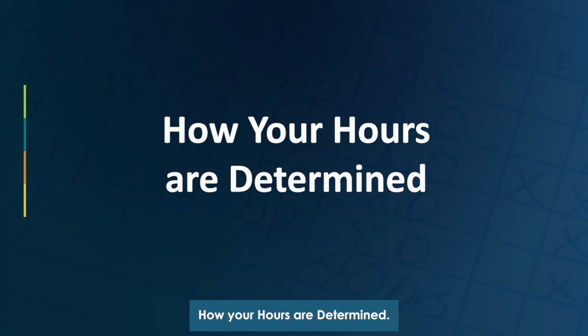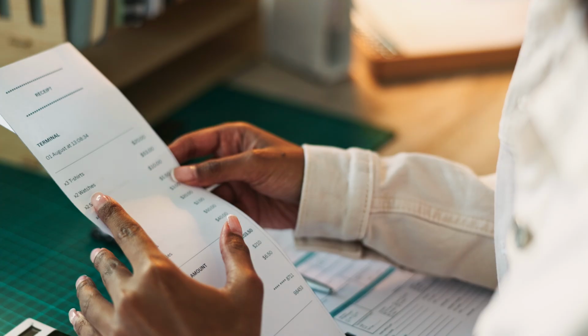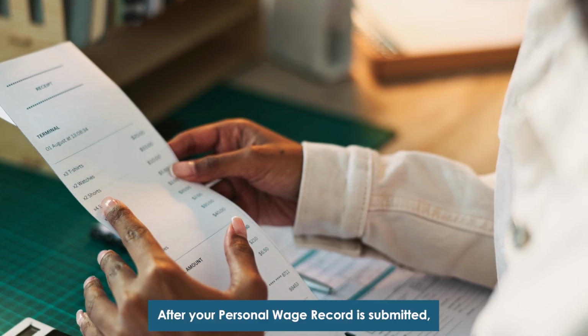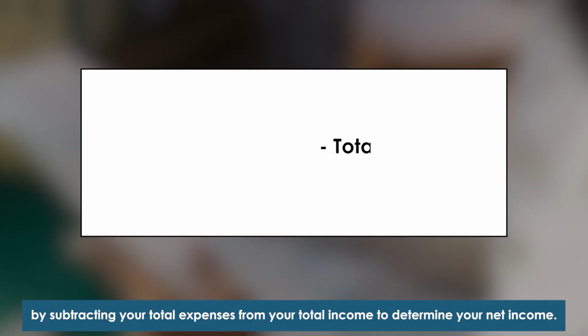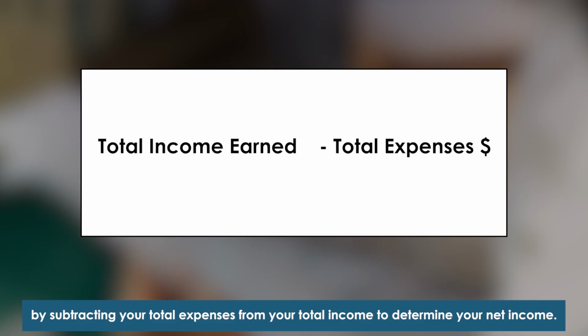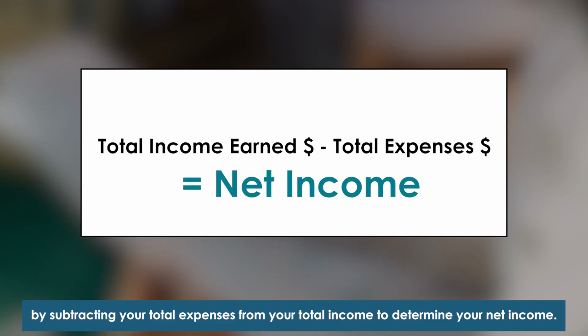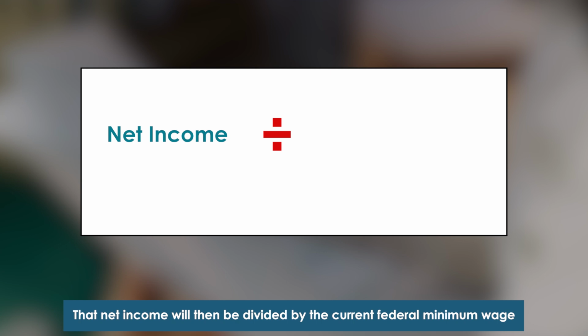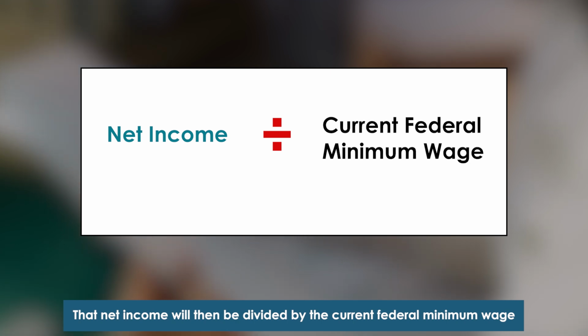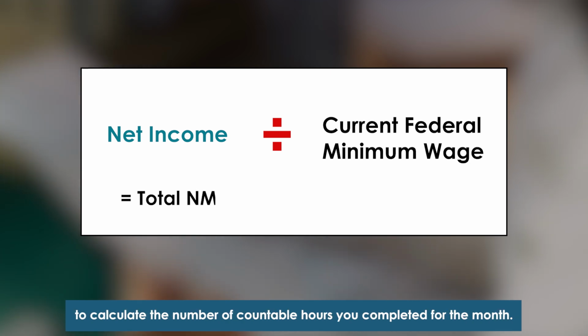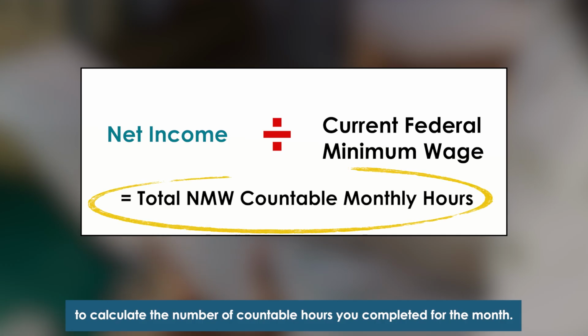How your hours are determined. After your personal wage record is submitted, your career consultant will calculate your countable hours by subtracting your total expenses from your total income to determine your net income. That net income will then be divided by the current federal minimum wage to calculate the number of countable hours you completed for the month.